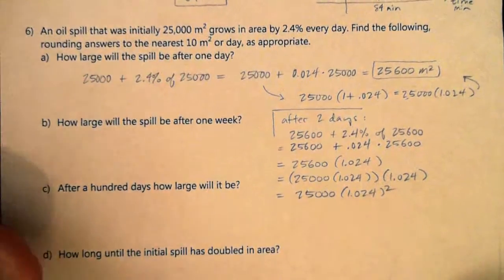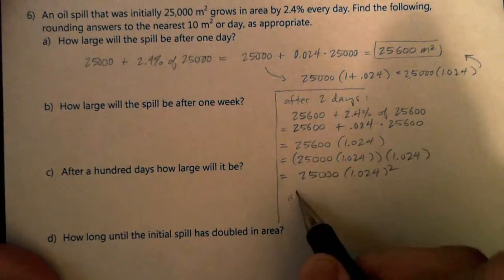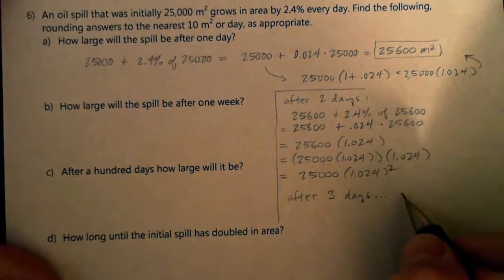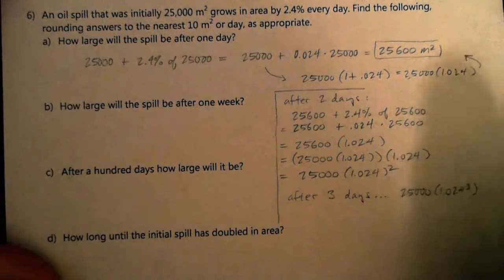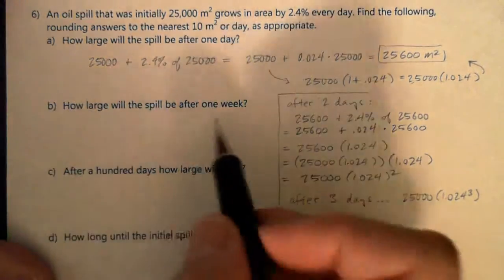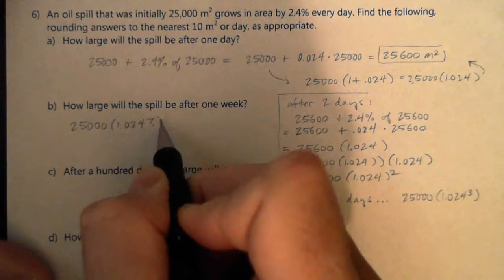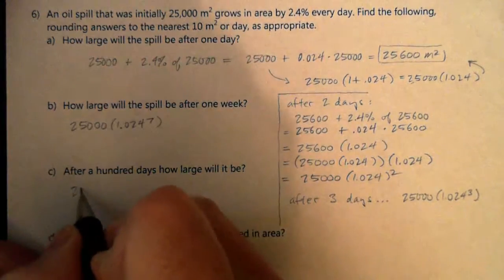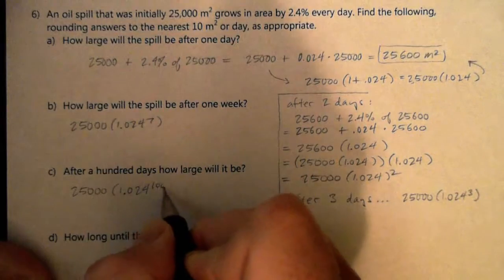And you might notice the pattern. After 3 days, I'll go ahead and drop this down. Verify that we get 25,000 times 1.024 cubed. So after 1 week, I would say we're going to have 1.024 to the 7th times 25,000. And after 100 days, I would say we're going to have 25,000 times 1.024 to the 100th.